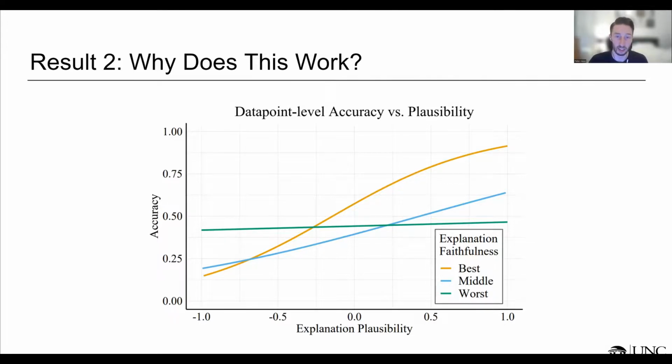The results here are pretty stark. Plausibility correlates very strongly with accuracy, but only for faithful explanations. That's the orange-yellow line. As faithfulness drops to its lowest levels, this relationship totally disappears, which is the flat green line. This means that plausibility on its own cannot measure the correctness of model reasoning. Plausibility only measures the correctness of reasoning when explanations are also faithful.